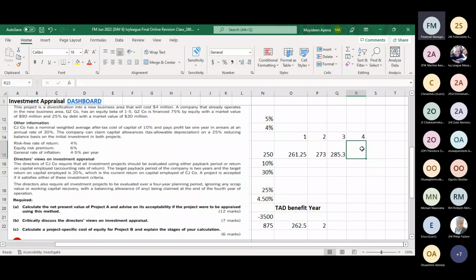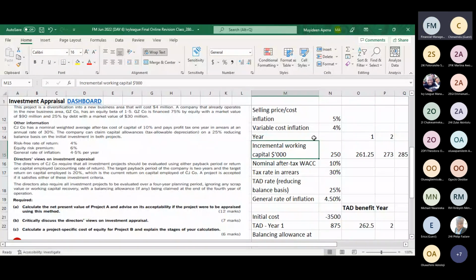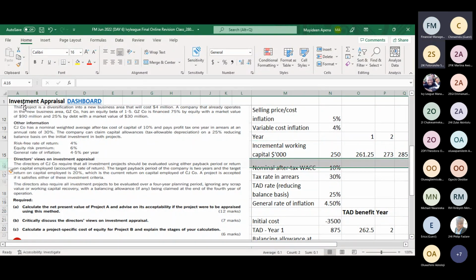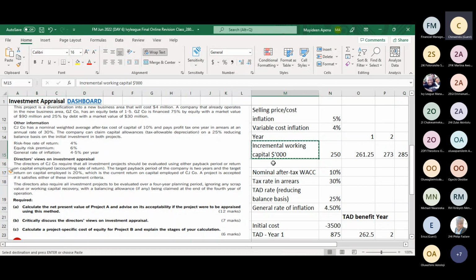So what happens in year 4? Remember, you are told that working capital recovery should not happen. So what do you do? We still continue. So that means there will be working capital in year 4. So it equals what? 250 times 1 plus 4.5% raised to power 4. This is how the working capital would be. Now, the incremental part for the purpose of appraisal, we need to account for it.